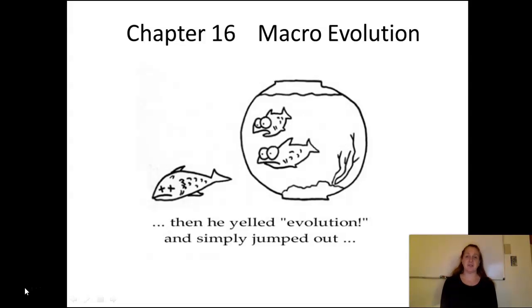This goldfish who just yells evolution and jumps out of the fishbowl. And the reason why I like this cartoon is I think it really encapsulates the misconception or how the concept of evolution gets misapplied or misused.